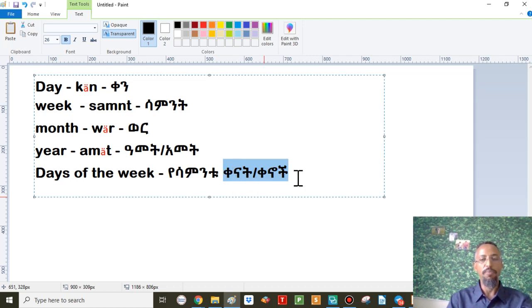How you pluralize will be another lesson, and I will teach you the Giz pluralization and the Amharic pluralization when I teach the plural forms of nouns. How do you change the singular nouns to plural forms or to plural nouns? That will be a different lesson, but now I'm teaching days of the week. And how do you say days of the week?